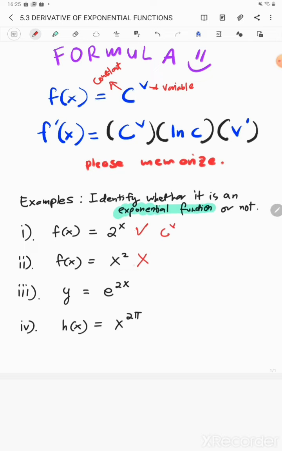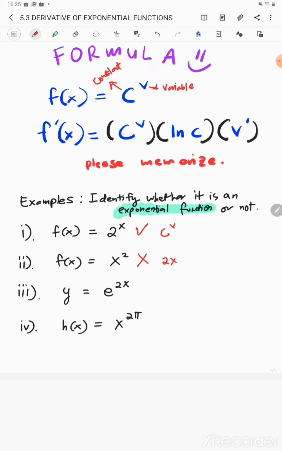And why is number 2 not an exponential function? Because we have to apply the power rule to solve this question. To differentiate this, we just bring 2 to the front, and then the power you have to deduct by 1. The answer is only 2x. So if you see the pattern for number 1, you have to follow the formula. Later we try to solve.